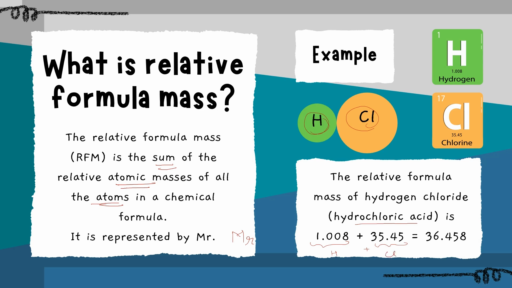The atomic mass of hydrogen is 1.008 and the atomic mass of chlorine is 35.45. Addition of these two will give us the relative formula mass of hydrogen chloride, that is 36.458.